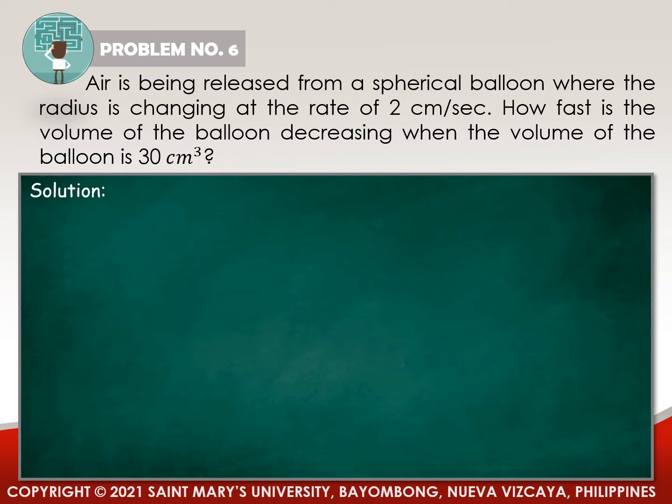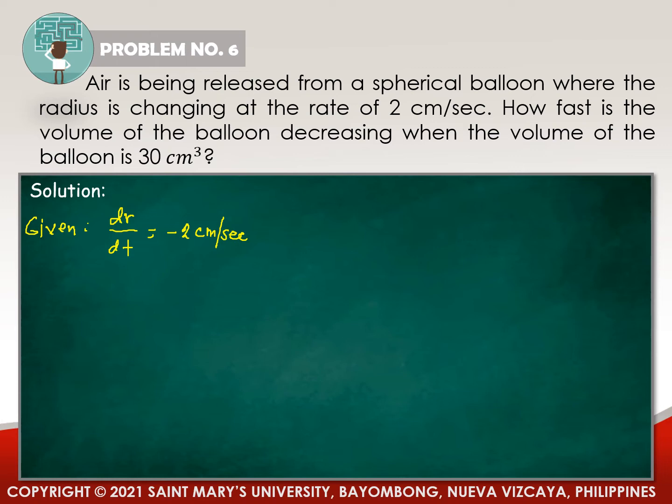Okay, so we first identify the given here. So what are the given? The rate at which the radius is changing. So the derivative of the radius with respect to time is equal to what? Positive 2 centimeters per second or negative? It should be negative. So negative 2 centimeters per second. So why is it negative?